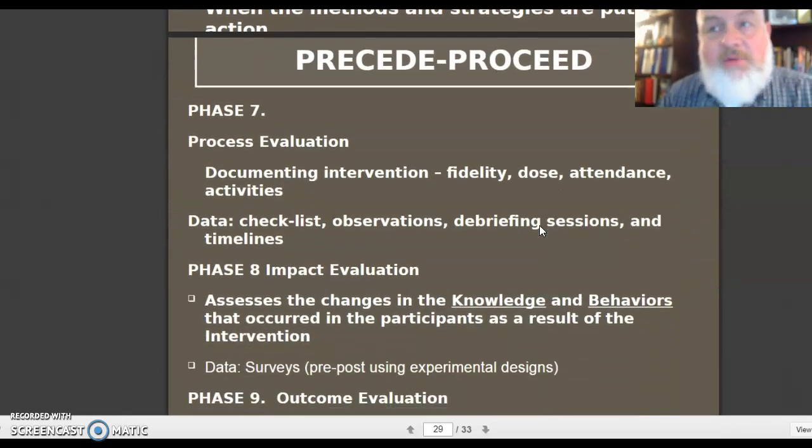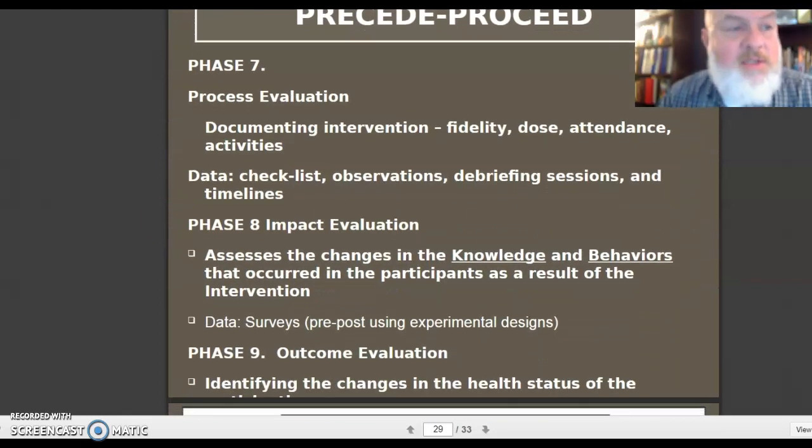Then after you implement this, you need to have some process evaluation. And that process evaluation, you're going to check fidelity. Is everything done the same way so that we can be sure of our measurements? What about dosage? What about people attending? What about activities that you've had? Maybe some of this data, think about this for your logic model, is checklists, observations, debriefing sessions, timelines.